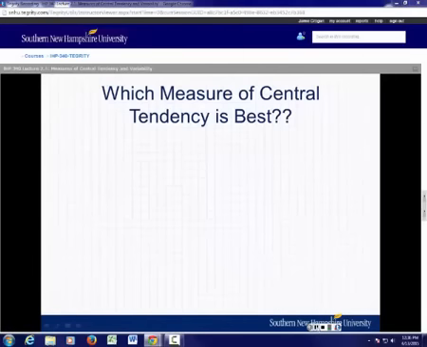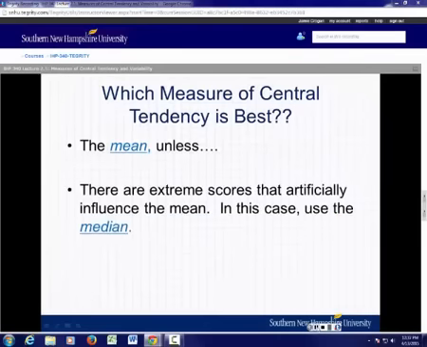So which measure of central tendency is best to use? Typically we use the mean. It's the most often measure of central tendency that you'll see in the literature. However, sometimes you'll see the median reported in cases where there are extreme scores.